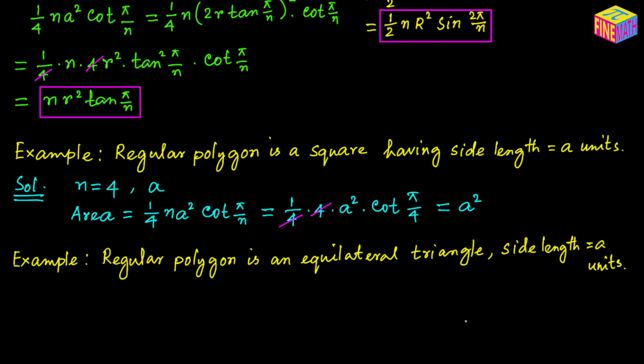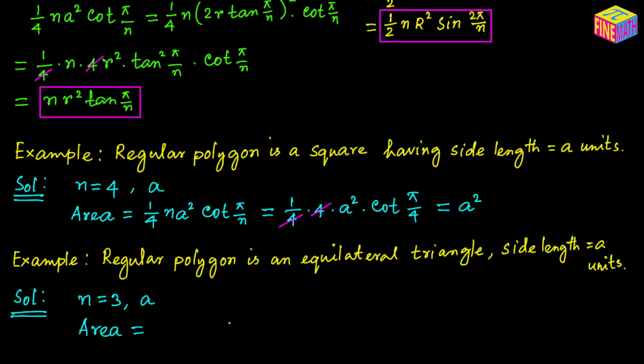So here I have noted the second example where the regular polygon is an equilateral triangle, and let's assume that its side length is a. Then what would be the area of this regular polygon, which is actually the equilateral triangle? Well, in this case the number of sides would be 3. So n is equal to 3 and the side length is a. Now let's calculate the area.